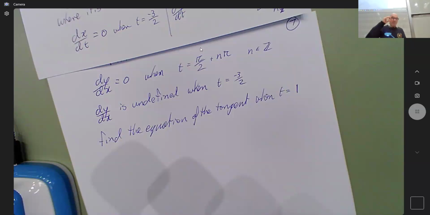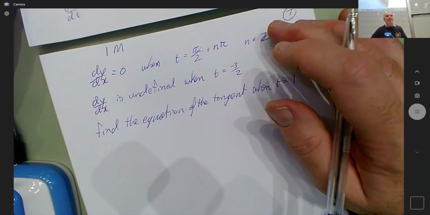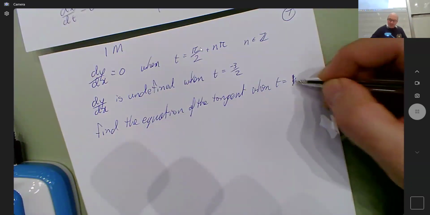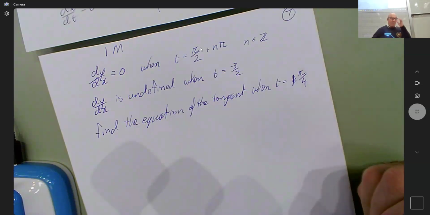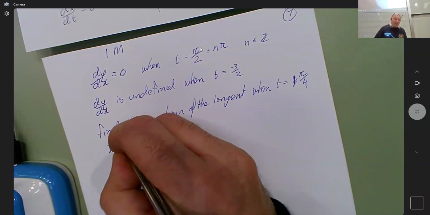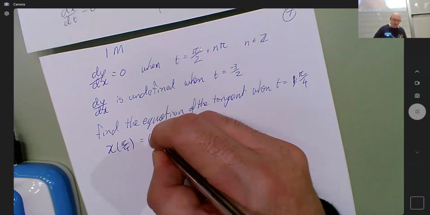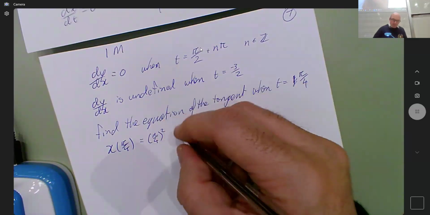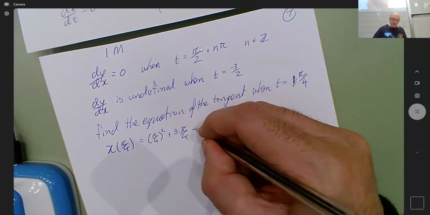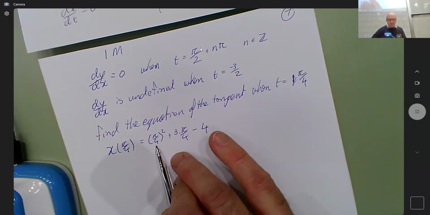Say t is equal to 1. I don't want to make it difficult. Actually, I think what I'll do is I'll make this pi on 4. That works better. And so x at pi on 4 is a horrible number. It's like pi on 4 squared plus 3 times pi on 4 minus 4.